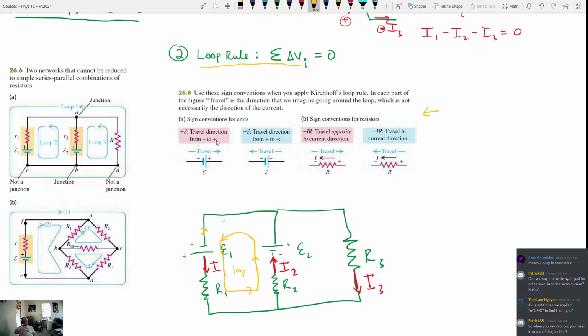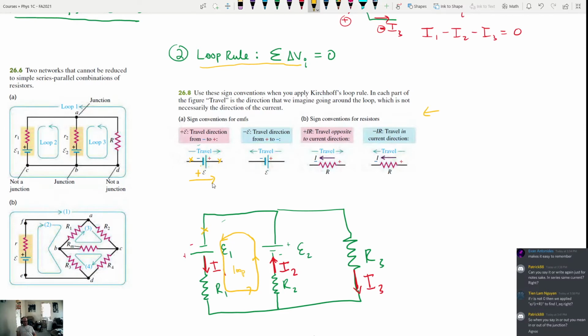Would you all agree with that? You've gone from a low energy point to a high energy point. Would you all agree that if you're going from this position to this position here, in that direction, you're going from the low energy or the 0 volt side of the battery up to the high voltage side of the battery, right? As a result, you get a positive E out of this, okay?